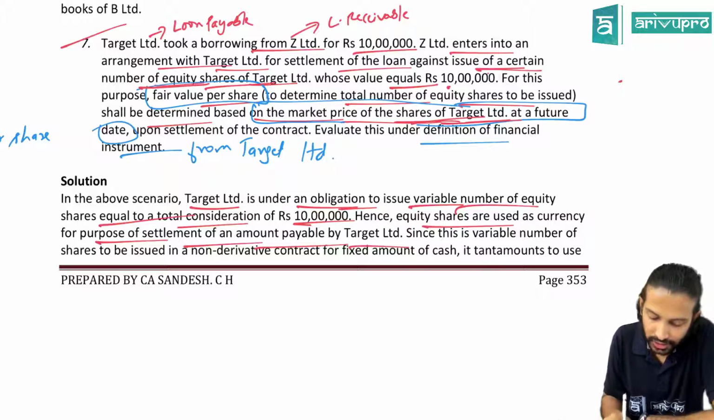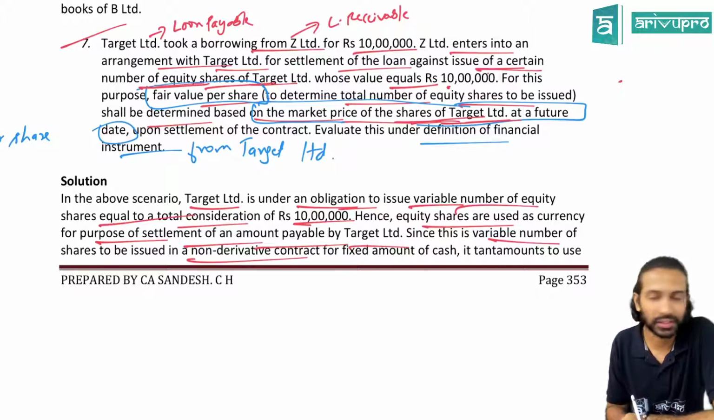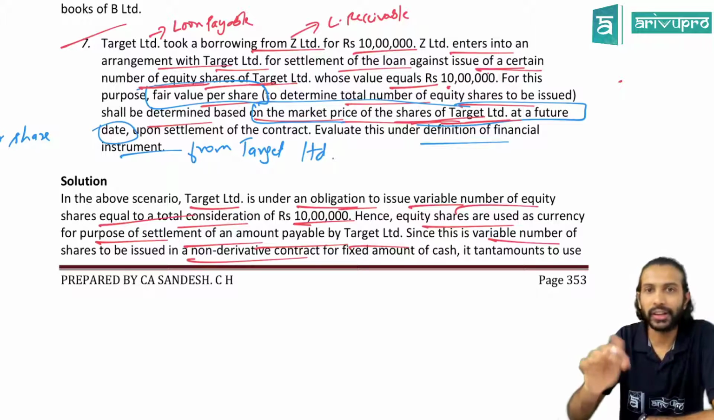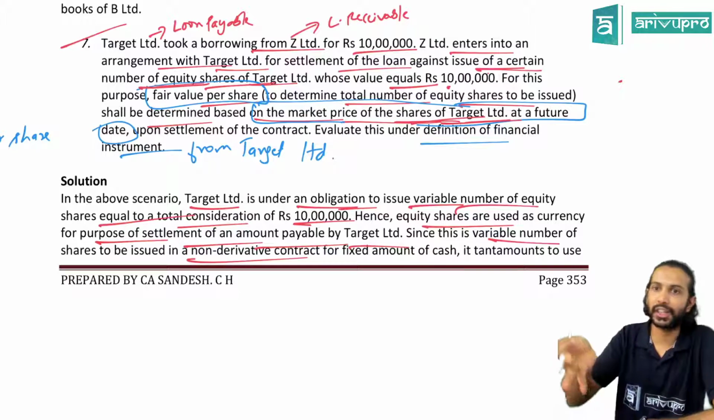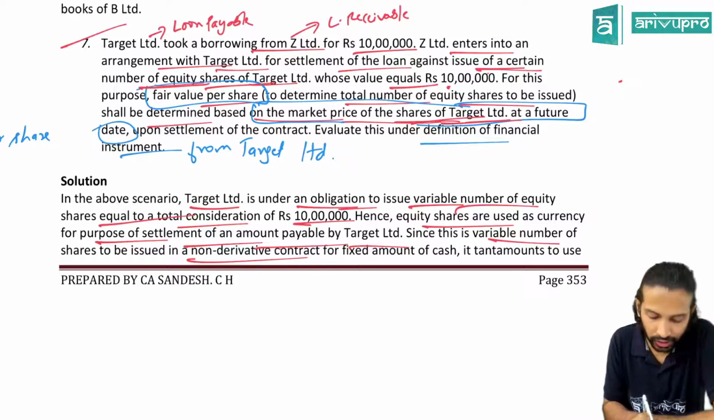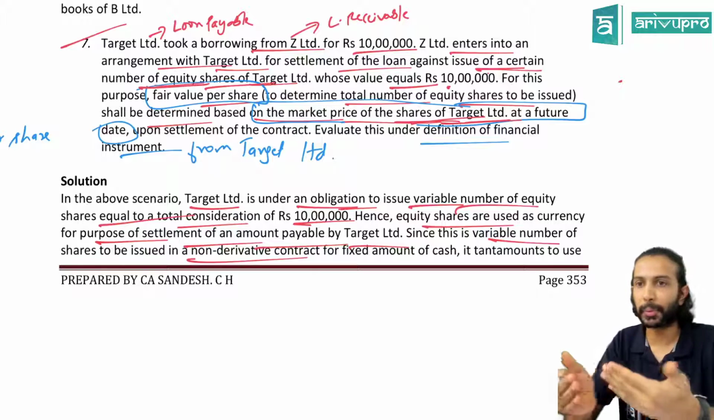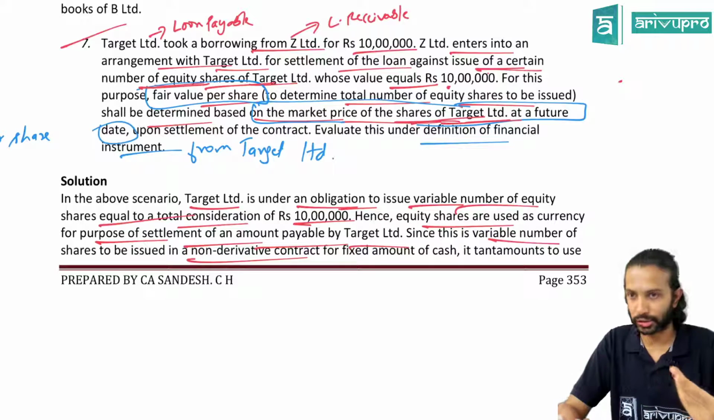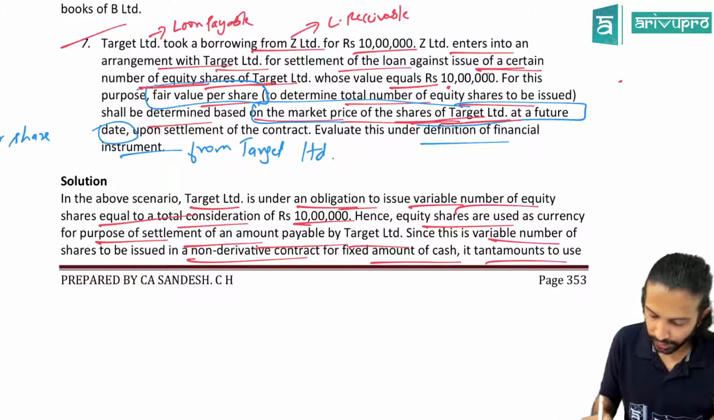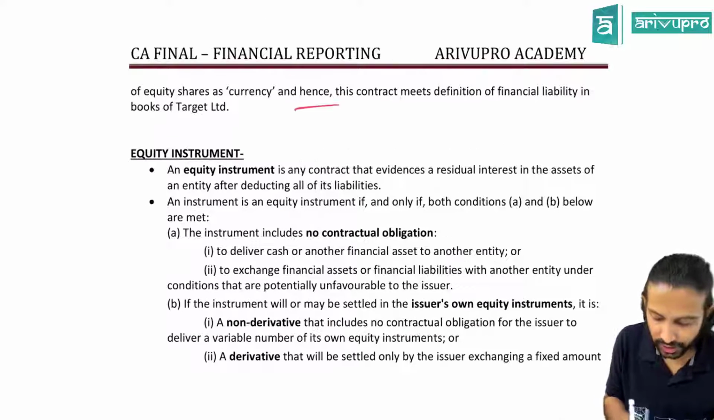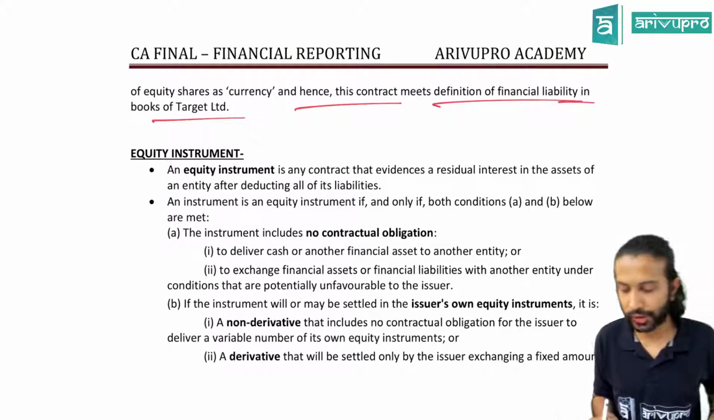Since this is a variable number of shares and a non-derivative contract, how is it non-derivative? Under a derivative contract, there will be no physical delivery of shares. You're not interested in shares, you're interested in the gain or loss on the shares. Under a non-derivative contract, there will be a physical delivery. Physical delivery does not mean paper, it could be electronic transfer also. For a fixed amount of cash, it amounts to use of equity shares as currency. Hence, this contract meets the definition of financial liability.